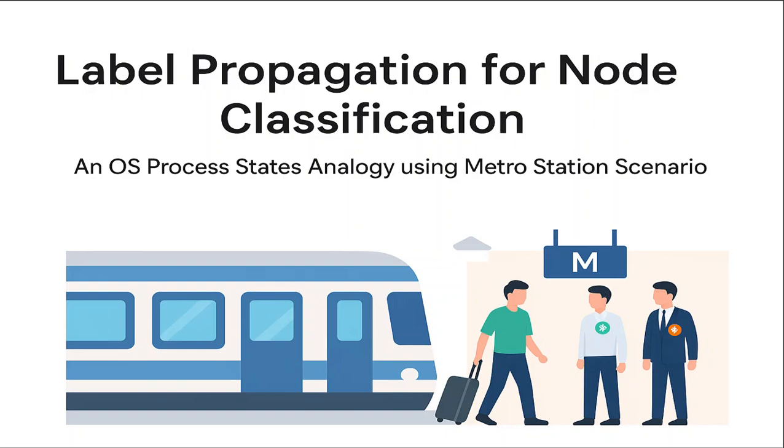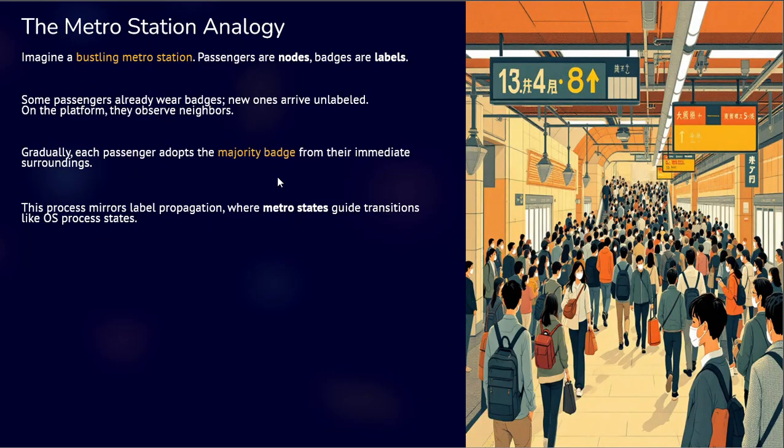Let's talk about label propagation for node classification. It is an operating system process where it has several states to classify to understand. Now we are gonna use this label propagation in a real-time scenario, a metro station scenario. This is a scenario which I have taken. So first, let's talk about the metro station analogy.